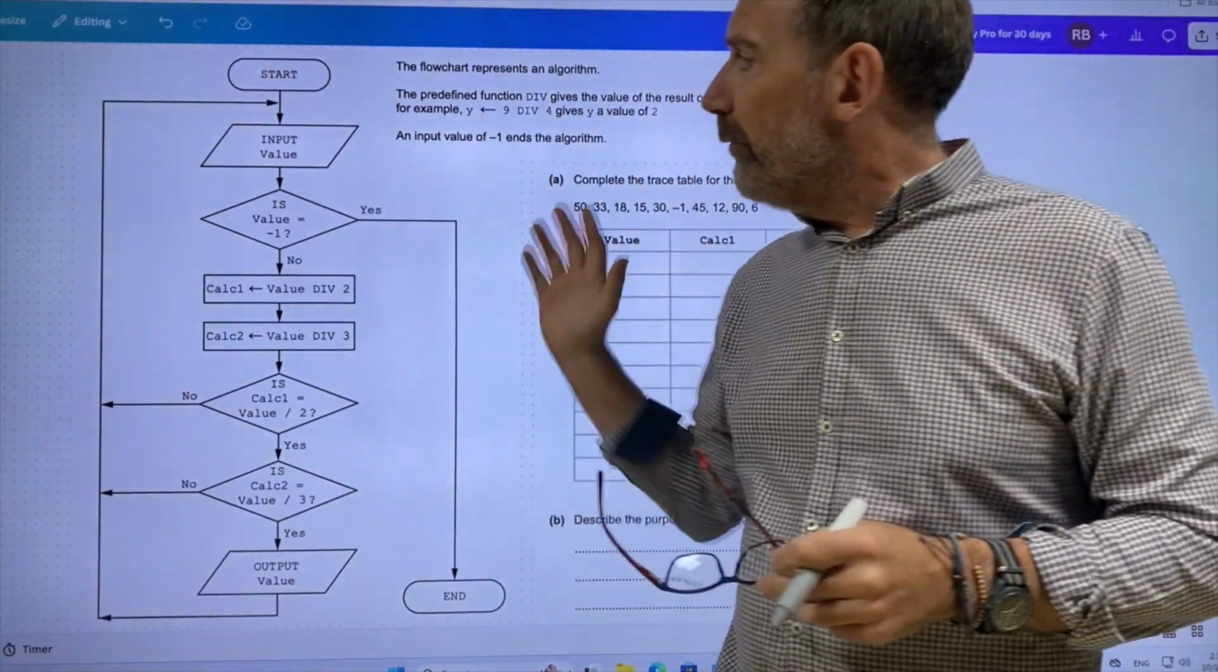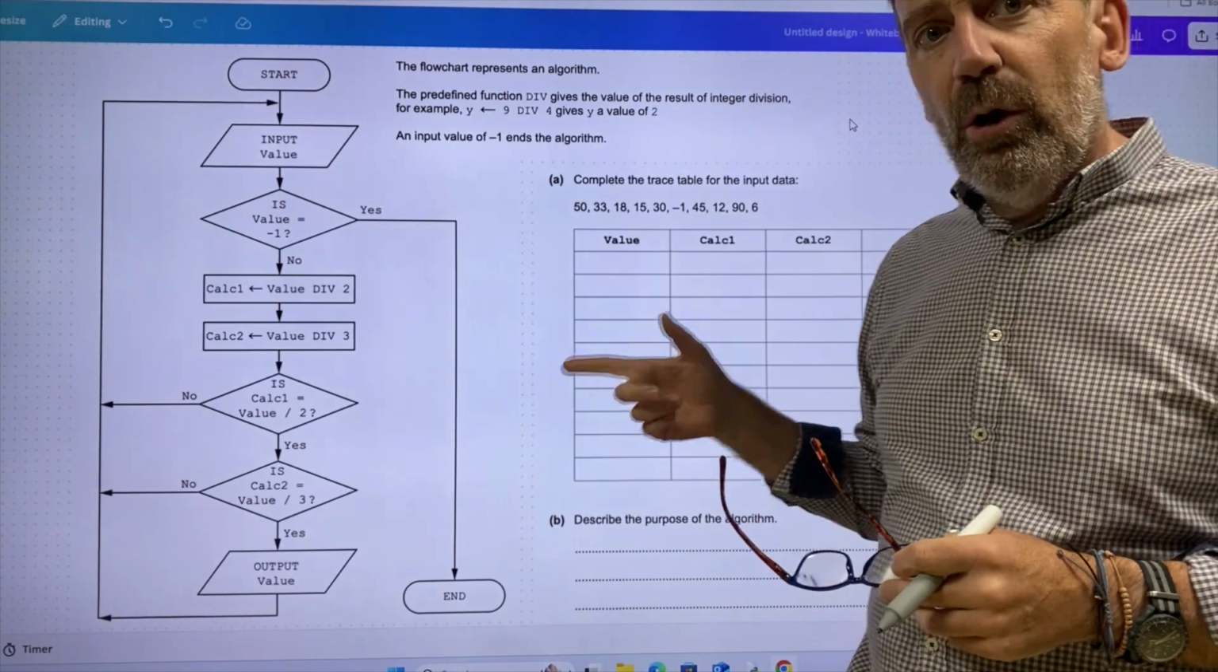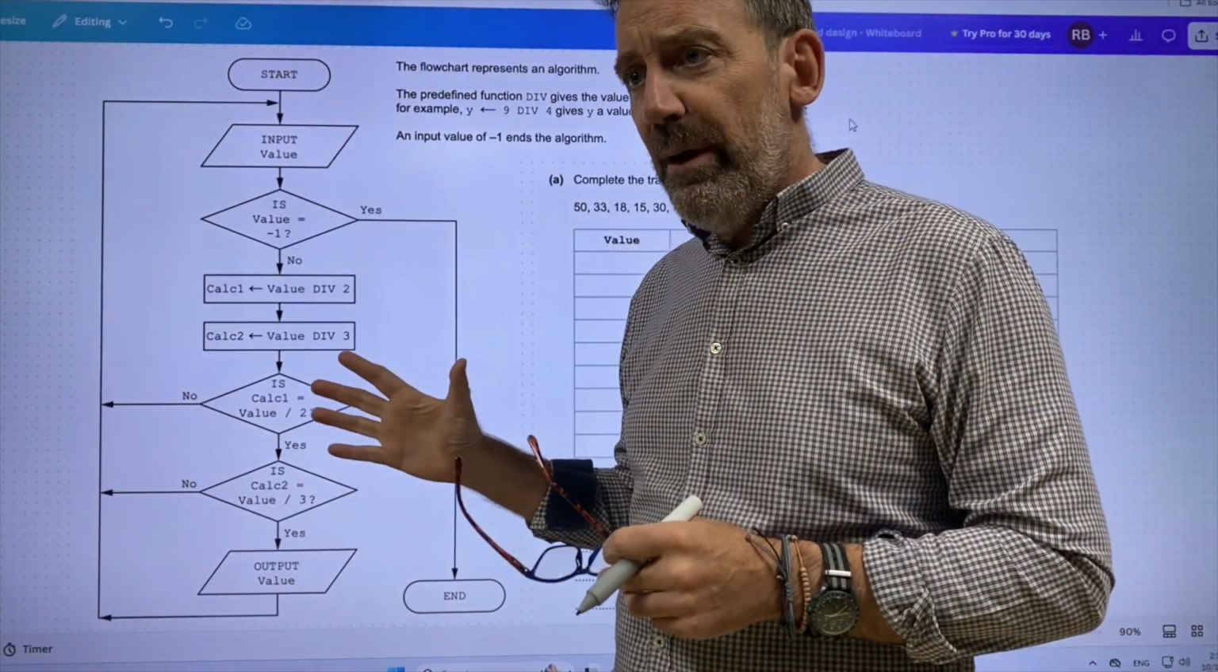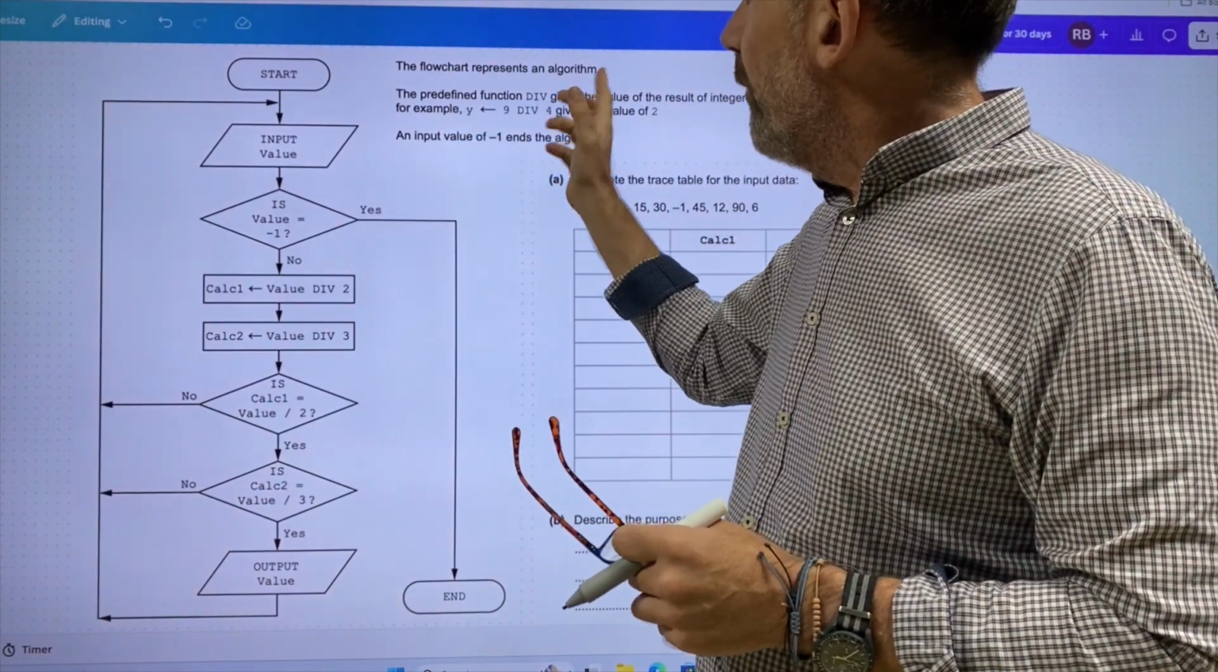We've got another algorithm here, another flowchart representing an algorithm. This, I believe, is from an O-level paper as opposed to an IGCSE paper, 2020, I believe. Okay, the flowchart represents an algorithm.